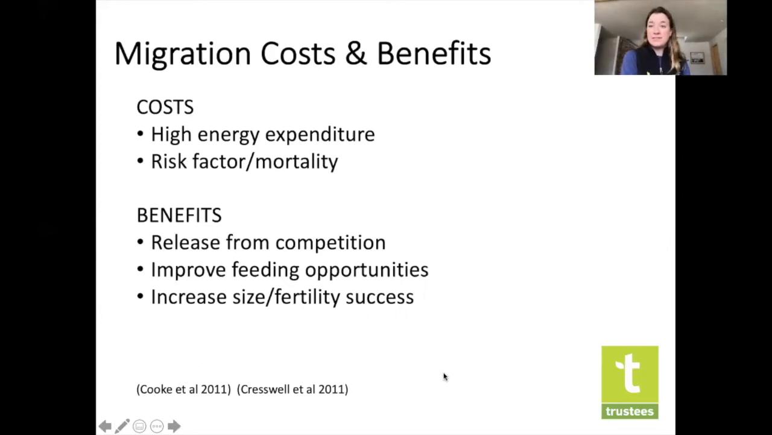But there are benefits, and that's why fish continue to migrate on generally a yearly or seasonal basis. One is release from competition. If we think back, if there's lots of fish all together, there's not a lot of food in that area. If you move away from those other fish friends, you're releasing yourself from that competition and able to go out and find some new resources for yourself. You can improve those feeding opportunities, and increase size and fertility, which also ties into being able to find more food and so on.